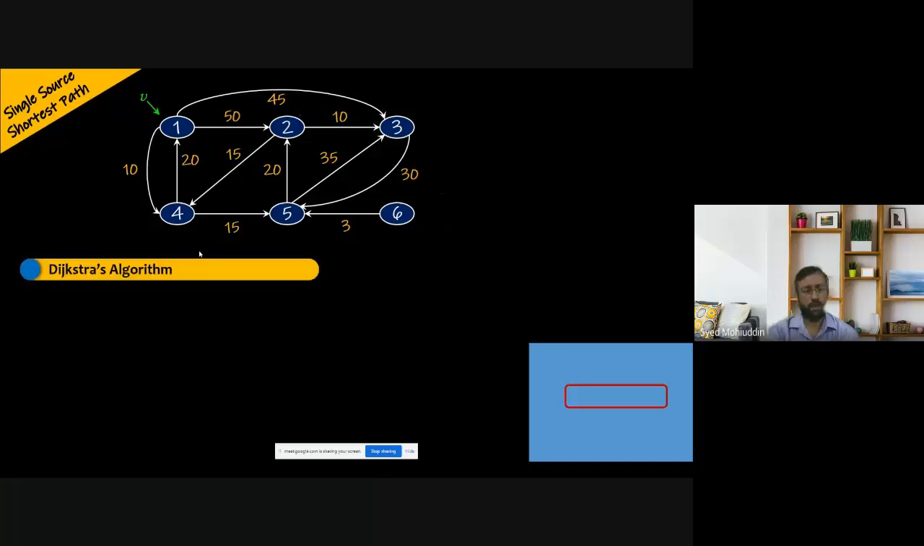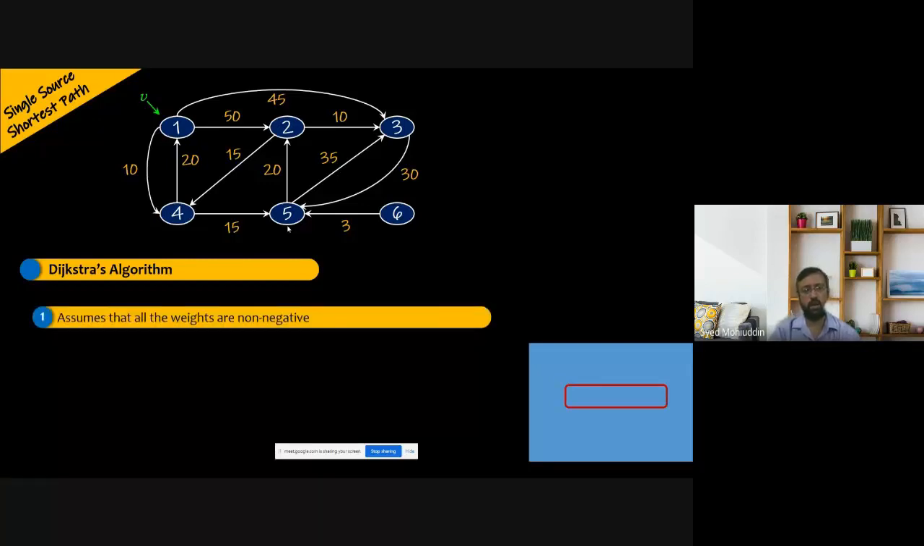Then how do we solve this? Because we have to find the shortest path from a source to all other vertices. So how do we solve this? We use something known as Dijkstra's algorithm.